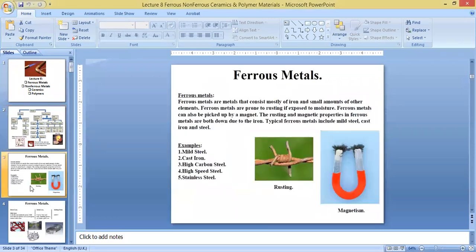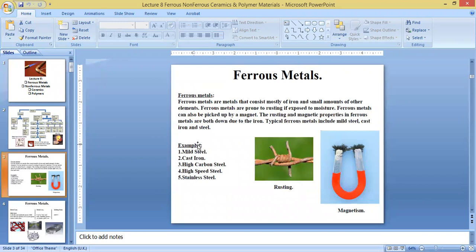Under ferrous metals, we say they consist mostly of iron and small amounts of other metals. Of course we understand that impurities, you cannot run away from them. There's no such thing as 100% iron, like we mentioned earlier on. So there will still be other smaller amounts, but basically 99% of that metal should be iron for it to be considered a ferrous metal.